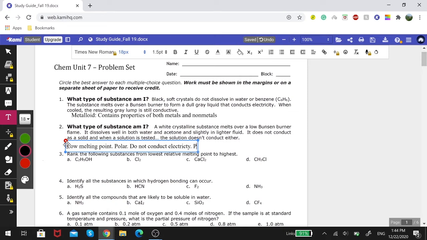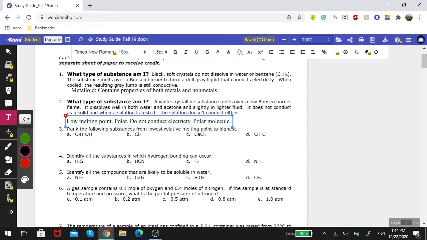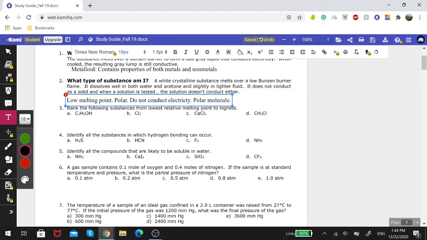Well, then that is most likely a polar molecule. Polar molecules have a low melting point because all they have is dipole intermolecular forces. Polar molecules do not conduct electricity well.